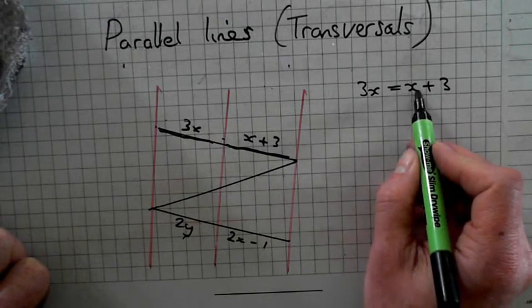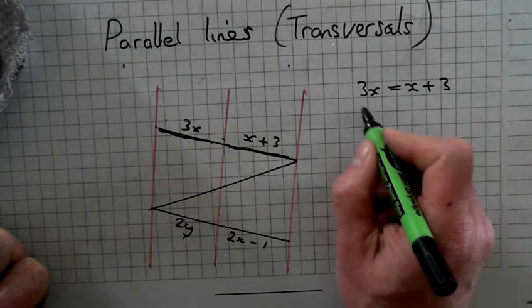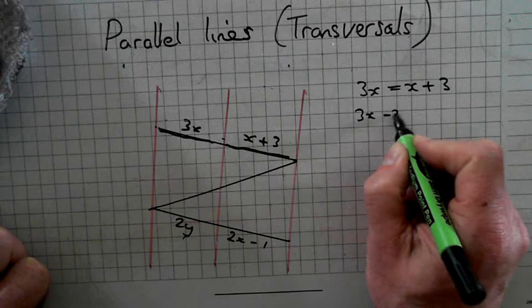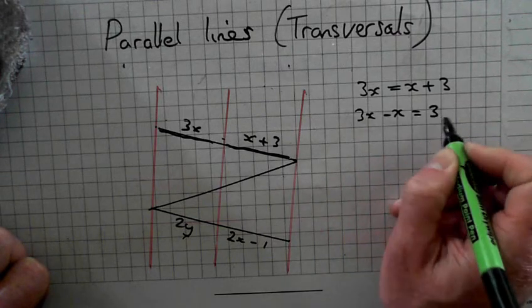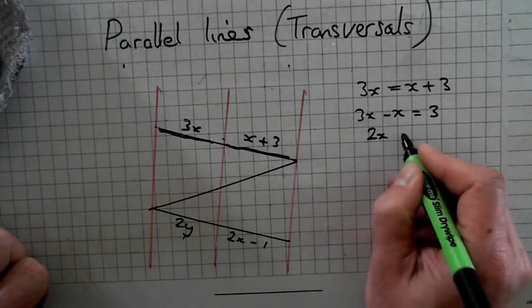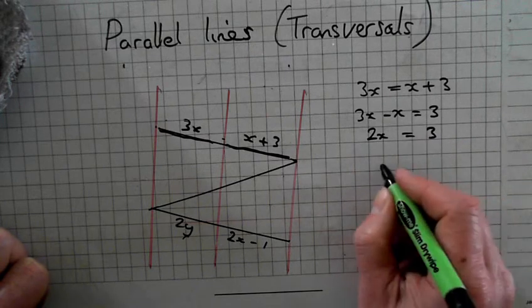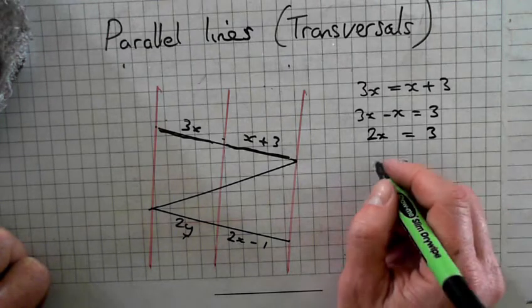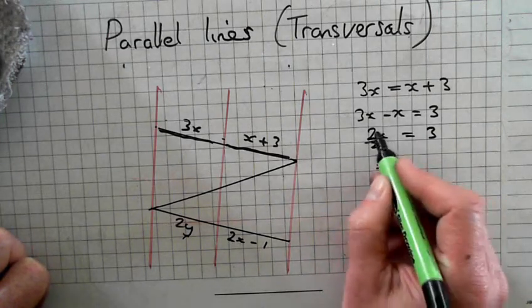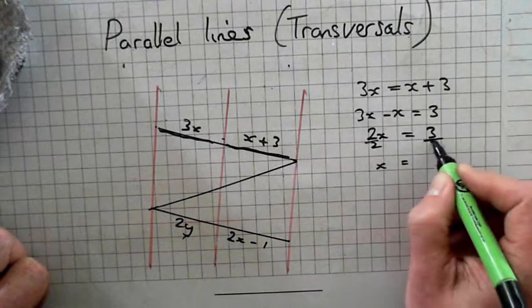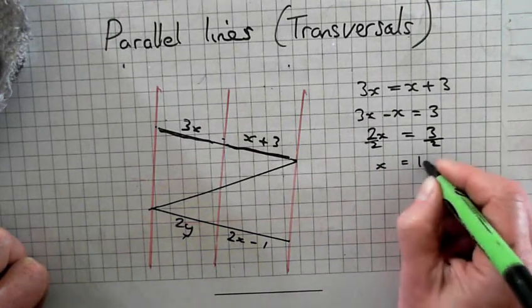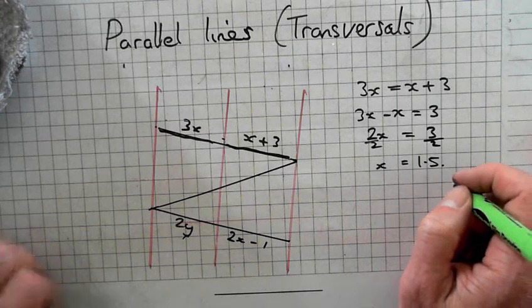What do we do with the x's? Yeah, so you get 3x minus x is equal to 3. So you've got 2x is equal to 3. x is equal to, divide both sides by 2, 3 over 2, which is the same as 1.5. Okay?